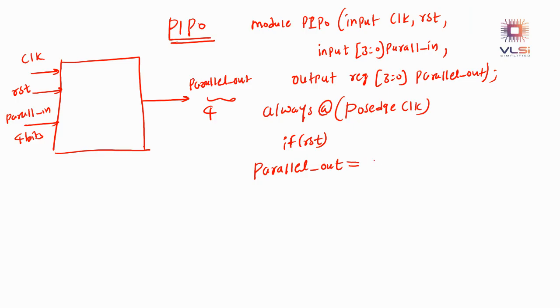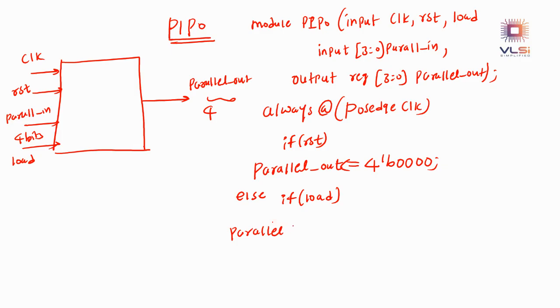Or else if load. One more input will be there, so here I will keep one more input, load. If load equal to 1, parallel out, again use non-blocking statements, parallel out is getting parallel in. And end module.